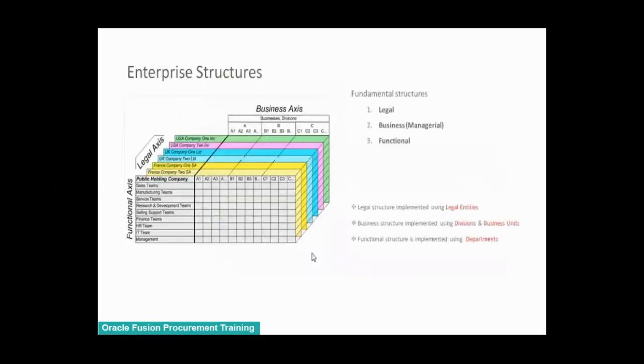I'll go to the first slide again. Under this legal entity, we can have multiple businesses and multiple divisions. Suppose you take USA Company 1 Inc., under this I can have multiple businesses and multiple divisions. So what I would like to say is that the business axis, legal axis, and functional axis are aligned together while building the enterprise structure.